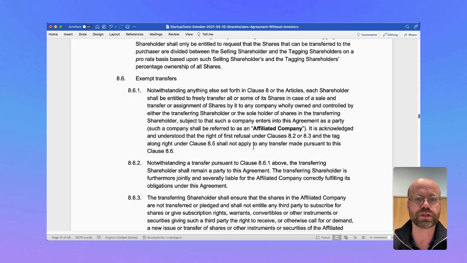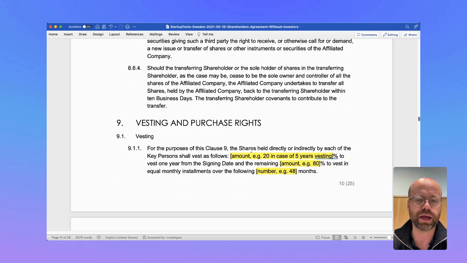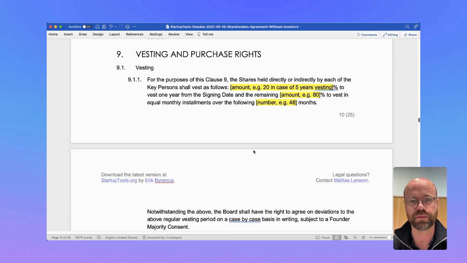Then there are some exempt transfers from these clauses. And then there's a section 9 called vesting. And this is an important thing to have in place in startups, for instance. So if you're starting out with a company with some friends, not everyone perhaps is as sure about the idea, and they might have different levels of resilience when it comes to fighting the startup fight. And if someone leaves after 1 year, perhaps they shouldn't be able to keep all of their shares.